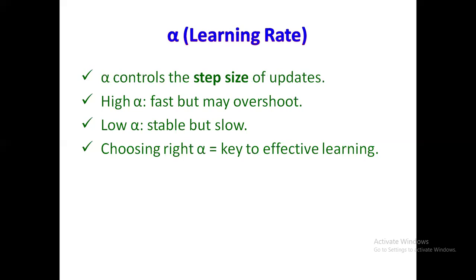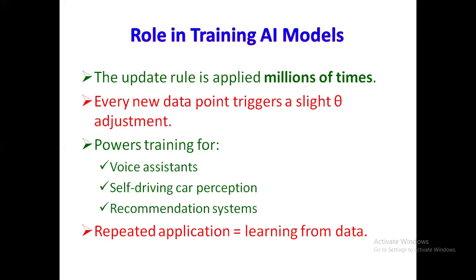If the learning rate is set too high, the model may overshoot the optimal values of parameters, causing the training to diverge or oscillate. On the other hand, if alpha is too low, the model may take an impractically long time to converge or may get stuck in local minima. Therefore, selecting an appropriate learning rate is essential for effective and efficient training, ensuring that the model makes meaningful progress during each iteration.